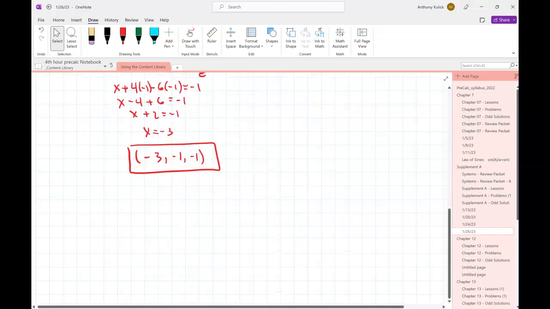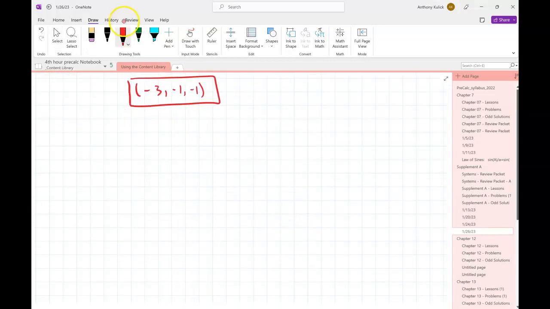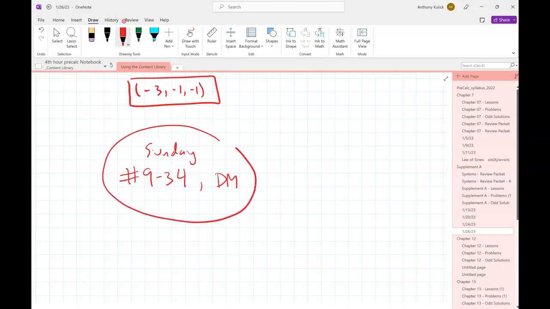Okay. So a reminder for Sunday, what do we have? We have 9 through 34 now. And we have the Delta Math assignment. Don't forget about that. And then ideally by the end of the hour, I'd like your half sheet. If that doesn't happen, that's okay. You can bring it to me on Friday. And if you forget to do it on Friday, take a picture and email me over the weekend. I'll still let you use it on Monday. That feel okay?